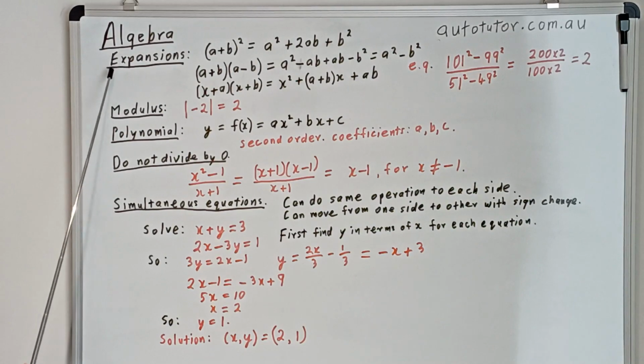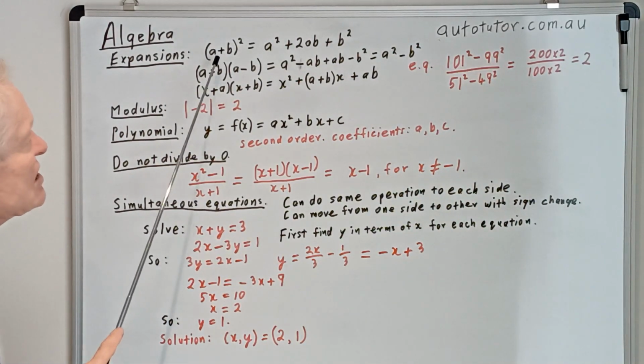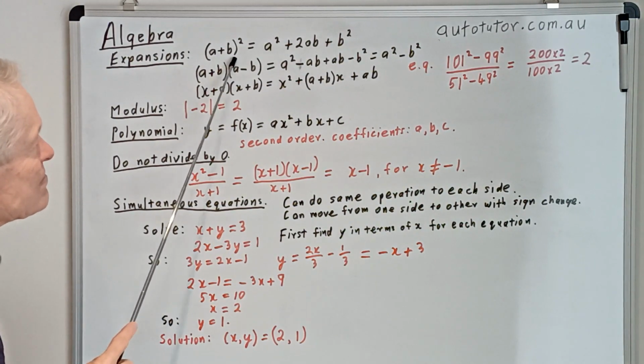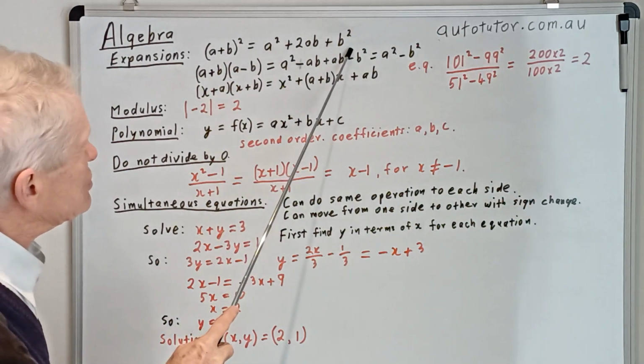The first thing to understand is expansions. I have three example ones here. (a + b) squared equals a squared plus 2ab plus b squared.